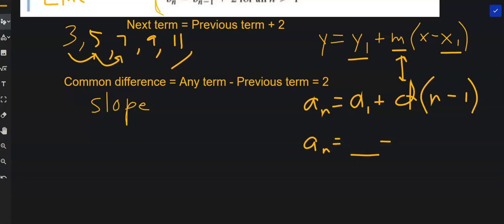So do we know the first term? 3? Okay. Do we know the common difference between the terms? Hey, looks like we got a formula. An explicit formula.